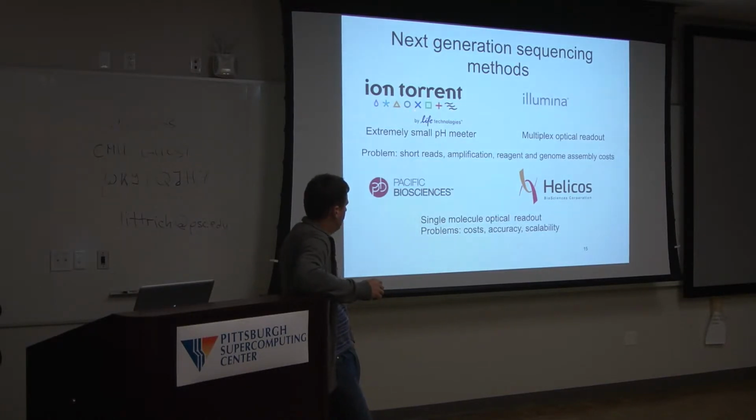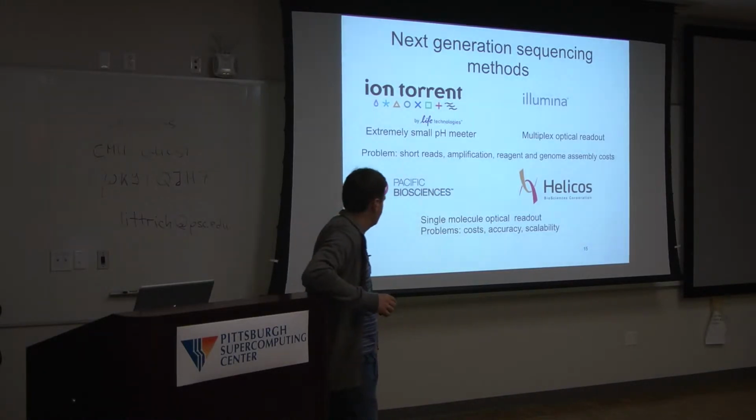Ion Torrent, they engineered a very small pH meter. Basically what they have is a little bead where they add DNA that is amplified, and then they measure the change in the pH. So they have a really, really sensitive pH meter.